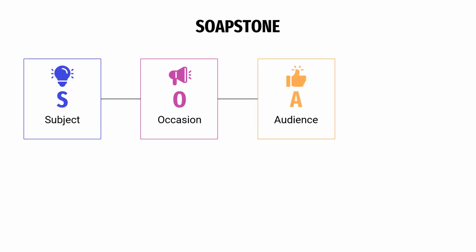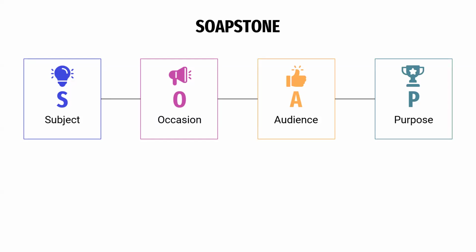A is for audience. Who are you speaking to? This will influence the language, tone, and depth of your content. P is for purpose. What do you want your audience to think, feel, or do after your presentation? Keep your end goal in mind. S is for speaker. Who is presenting? What strengths or unique insights does the presenter bring to the topic?